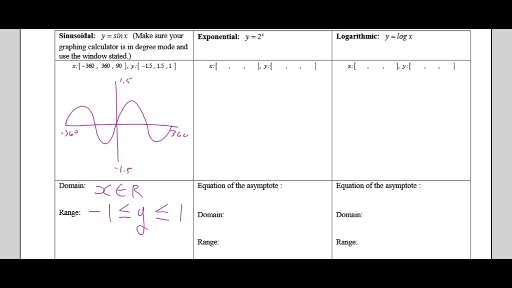the sine function. Exponential, y equals 2 to the x. Exponential. That's here, here, also here, here. So there's 4 topics that deal with exponential. 1, 2, 3, 4. Resulted in 4 questions on the diploma.